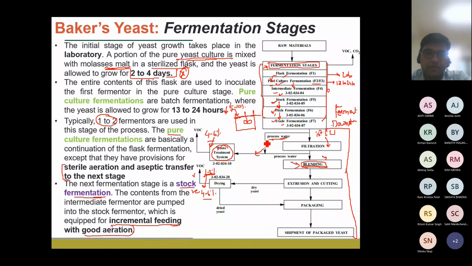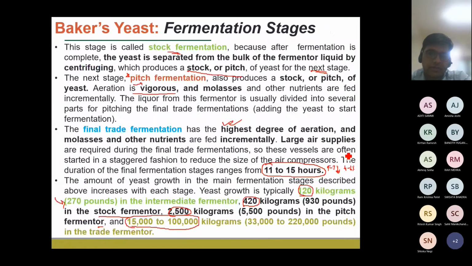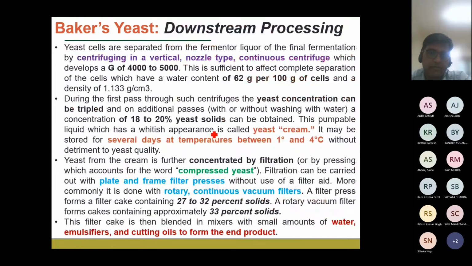Now, let us look into what happens after the fermentation is done. Let us look into the downstream processing. Okay, that is what we will start studying today. So here, what is the main product? Our main product is the biomass. And what is the biomass? Biomass is nothing but that particular yeast, Saccharomyces cerevisiae.